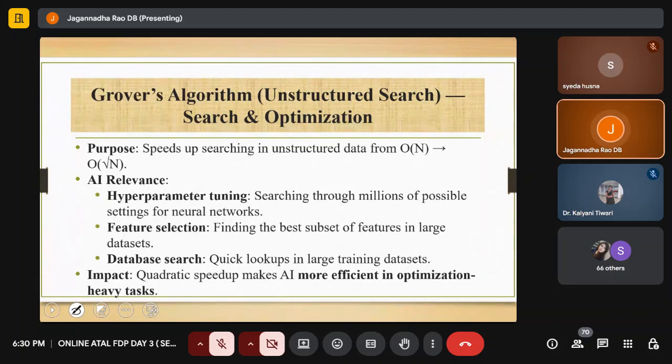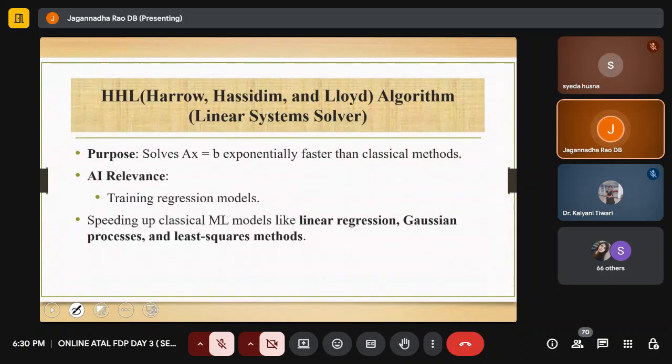In hyperparameter tuning, it searches through millions of possible settings for neural networks. In feature selection, it finds the best subset of features in large datasets. In database search, it performs quick lookups in large training datasets. What is the use? The quadratic speedup makes AI more efficient in optimization-heavy tasks. Then another algorithm, HHL: its main purpose is to solve Ax equal to b exponentially faster than classical methods, and it is used for training regression models.